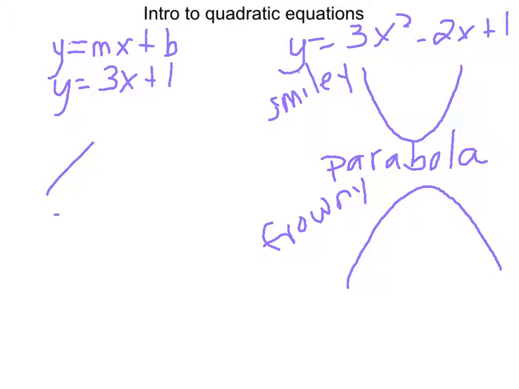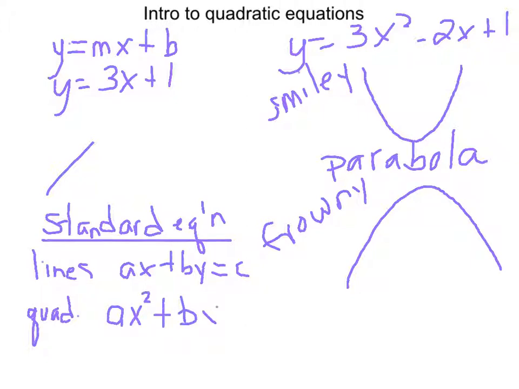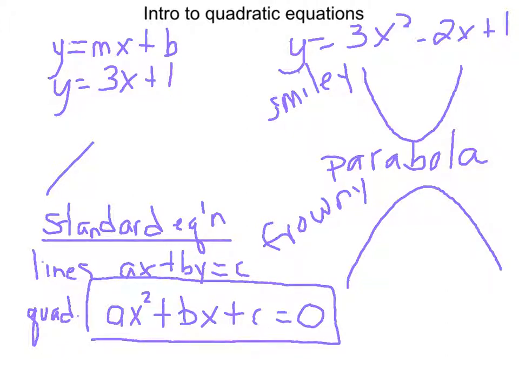So the standard equation, and again you should take your notes out, make sure you have this stuff in there. The standard equation for lines looks like this: ax plus by equals c. You probably didn't see that so much, but for a quadratic one, it looks a little bit messy, but the more you get into quadratics, the more you'll get used to it. It's ax squared plus bx plus c equals 0. And we'll use that quite a bit once you get into all the different things you can do with quadratic equations. So this should be fairly new to you. Make sure you have that written down.